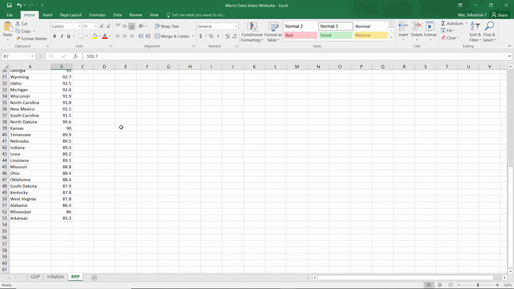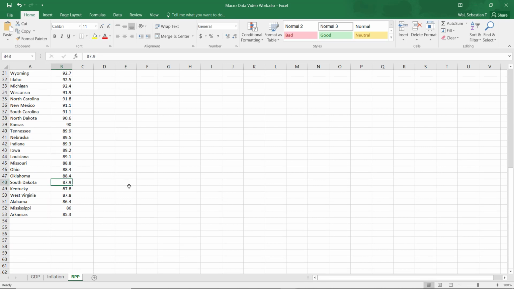And if we go down towards the bottom, we can see that South Dakota has an RPP of about 88, meaning that the prices are about 12% lower than the country as a whole. All the way at the bottom, we can see that Arkansas is the cheapest state to live in, where the prices are nearly 15% lower than the national average. One of the biggest reasons for the differences across states in the cost of living is the price of services and housing. It's easy to transport goods across state lines, but it's not so easy to transport a house across state lines. For that reason, goods have a relatively lower impact than housing and services.